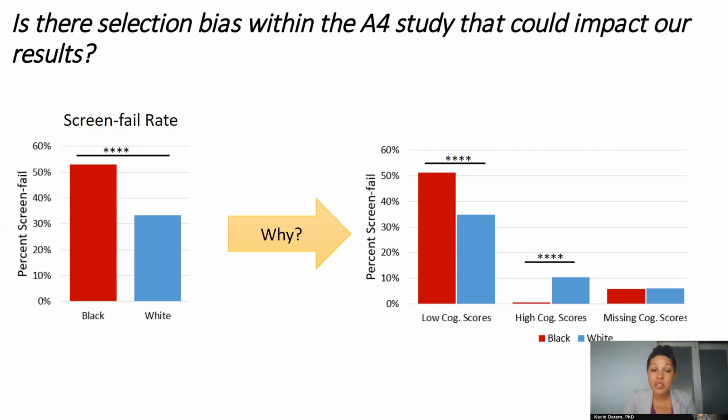So the norming procedures that are in place right now to try to close that intercept gap in neuropsychological testing are clearly not working, because Black individuals are still more likely to get kicked out of these studies, versus white individuals who are more likely to screen fail out of the study due to having too high of cognitive test scores.